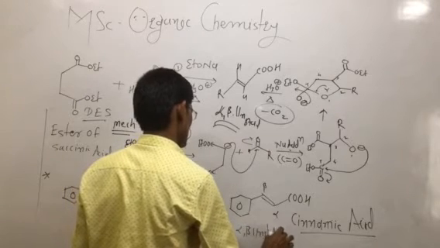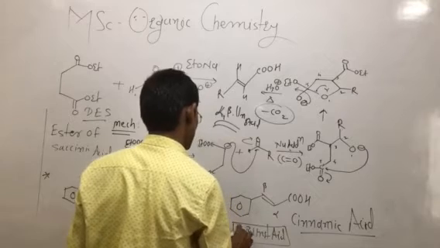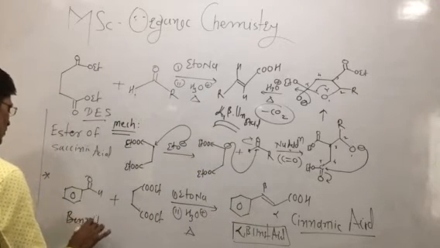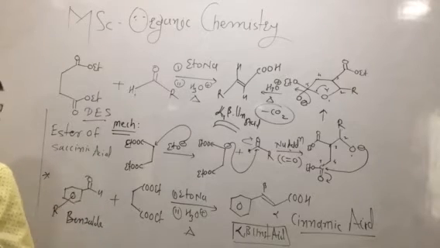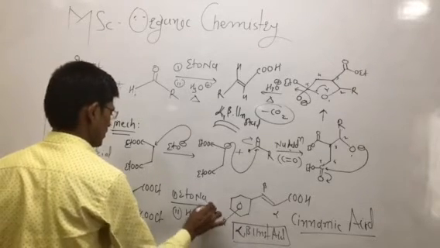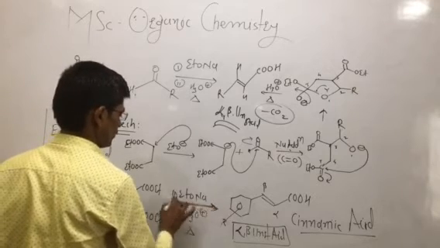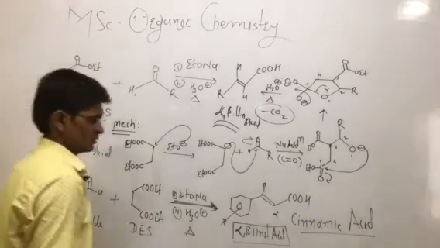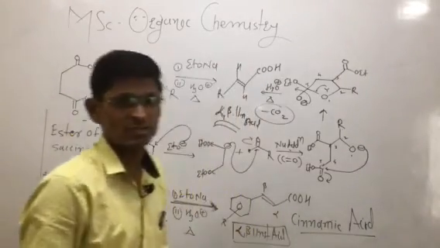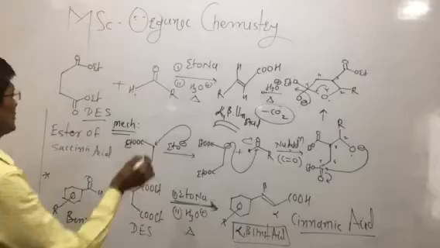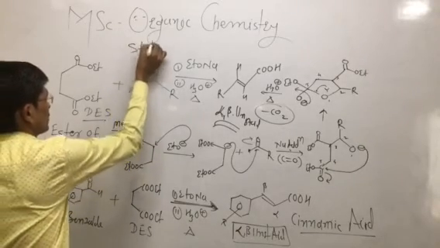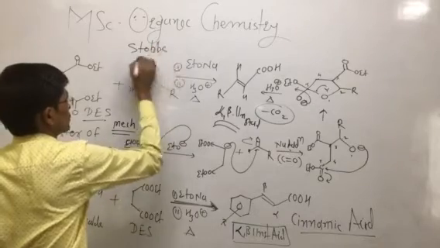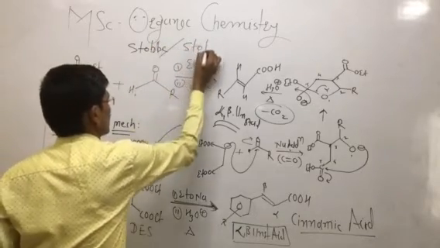Alpha beta unsaturated acid is called cinnamic acid, starting from what? Benzaldehyde. You can take any type of alkyl group here, so you can take a substituent on the aromatic nucleus, with diethyl succinate. So such types of reaction are known as what? Stobbe reaction. As you can see, this is the Stobbe reaction.